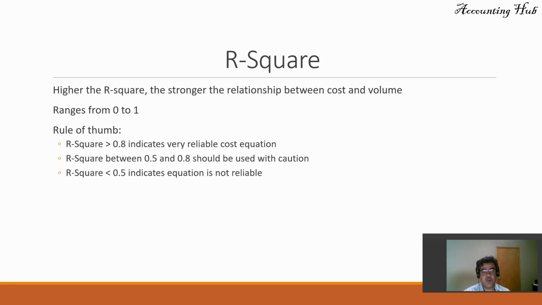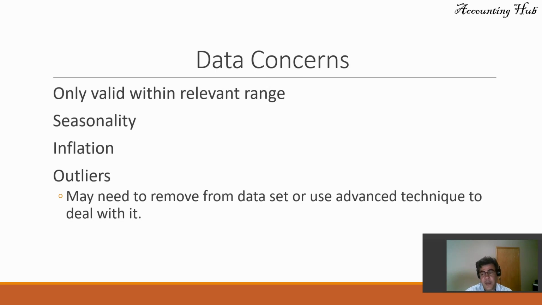An R squared between 0.5 and 0.8 should be used with caution. It is good, however, it is not that good. An R squared below 0.5 or 50% is an F grade, fail. The equation is not reliable. Okay. And some data concerns: we are talking about short-term decisions, so it is only valid within the relevant range. We need to take care about seasonality, inflation, and outliers, which may need to be removed from the data set or handled with an advanced technique.